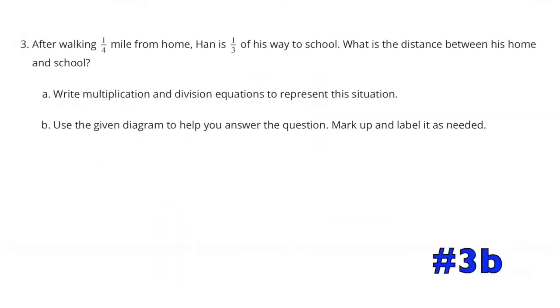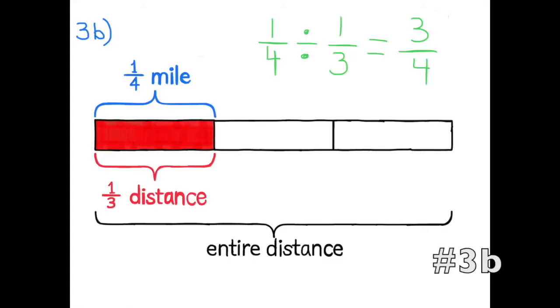B. Use the given diagram to help you answer the question. Mark up and label it as needed. In my diagram, the section colored in red represents a distance of 1/4 of a mile and a distance of 1/3 the way to school. 1/4 divided by 1/3 equals 3/4. The total distance is 3/4 of a mile.